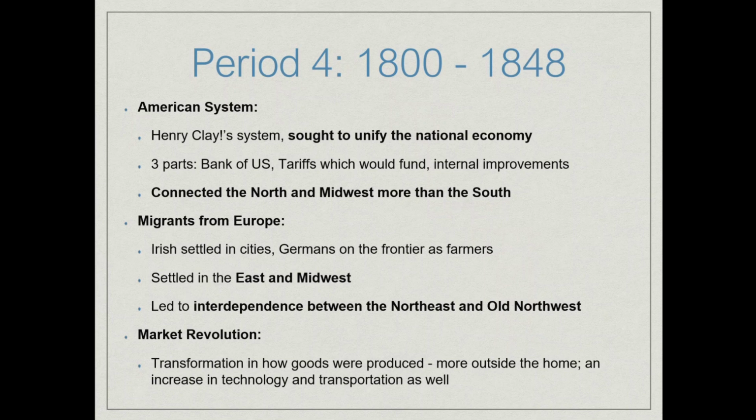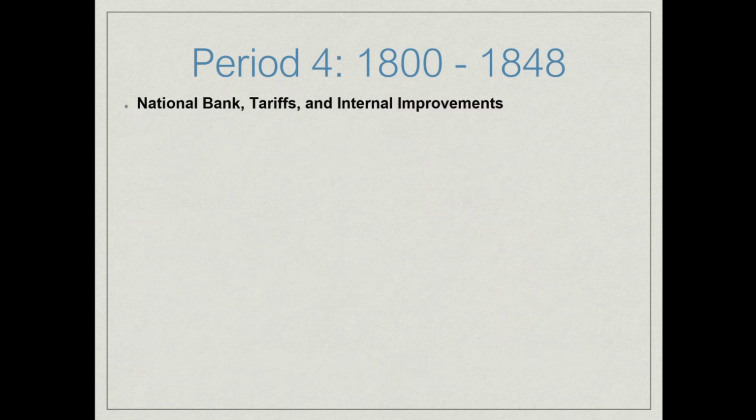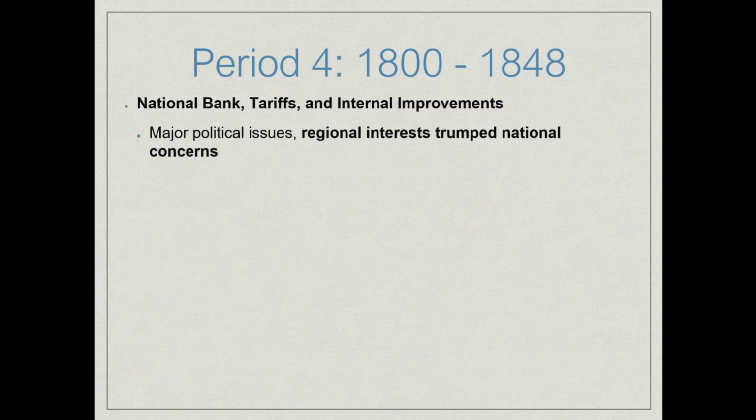This whole time period is called the Market Revolution. This is when you have a transformation in how goods were produced. More people are working outside the home. There's an increase in technology and transportation as well with the Transportation Revolution. We're going to have an increase in national banks, tariffs, and internal improvements. That's the American System. These are going to be some of the major political issues.